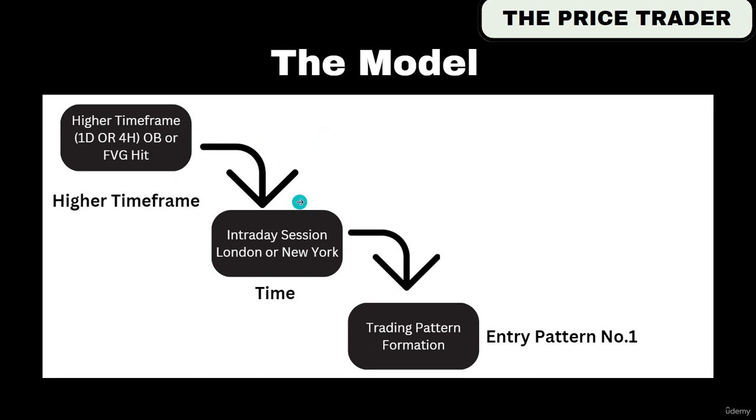The second thing is the intraday session, which is the London or New York session. This is now where time comes in. The time of day and day of the week, which you already talked about, comes in as the second thing you want to look at. And finally, you look at the trading pattern formation. So when these ideas have come together, if you find that entry pattern, then you're good to go. So let's get deeper into how you can formulate your trade setup.